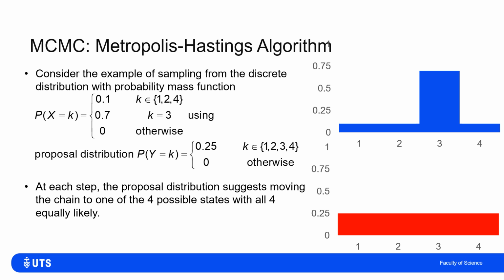So what I want to do is use this proposal distribution, which is just going to suggest the 1s, the 2s, the 3s, and the 4s all equally likely, all independently after each other. So 3, then 1, then 1, then 4, then 1, and cut away at that until I'm left with something which is 70% 3s and 10% each of the others.